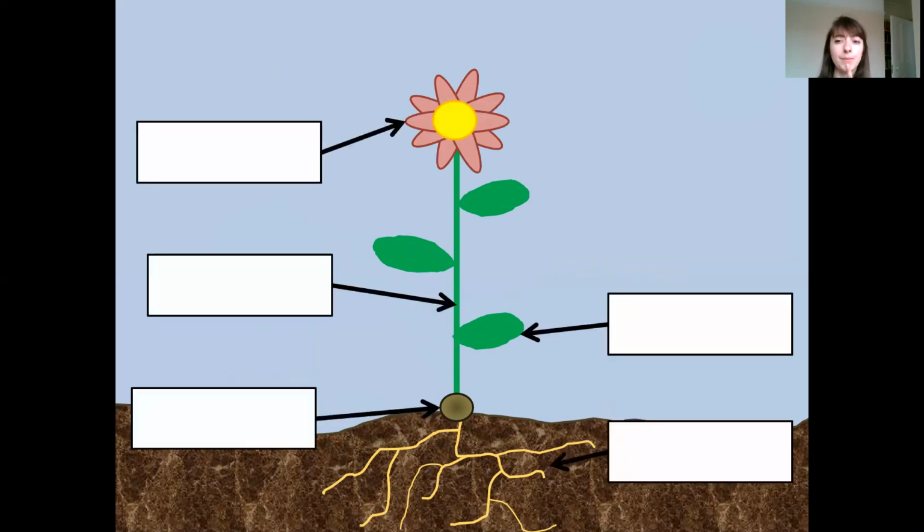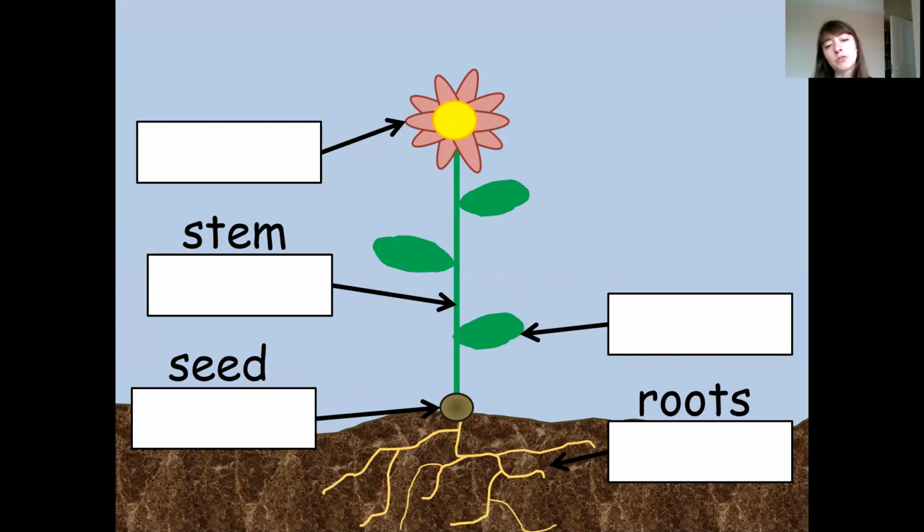So let's see if you can remember those. First of all, what's the thing that the plant grows out of? The seed. Secondly, what's the green bit growing up called? That's the stem. Then under the ground, growing down into the ground, you have what? The roots. What is growing off of the plant to the left and right? The leaves. And last but not least, we have the flower.